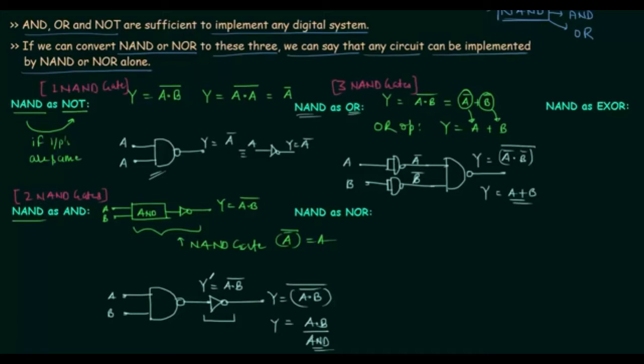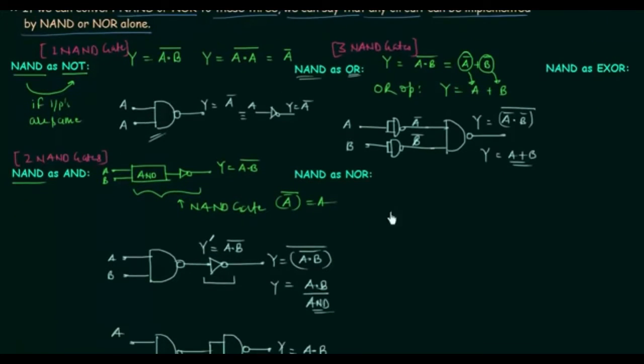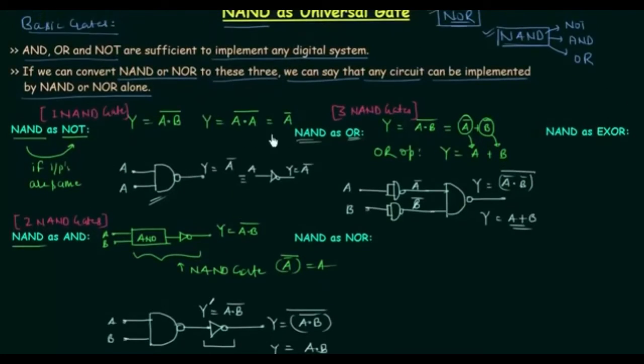The next thing is the implementation of the NOR gate, but before this I would like to tell you that we have already proved that NAND is a universal gate, because we have implemented the NOT gate, the AND gate, and the OR gate. We have already implemented the 3 basic gates, AND, OR and NOT, and we have done this by only using the NAND gate. So NAND is universal. We can implement any digital system by using the NAND gate.